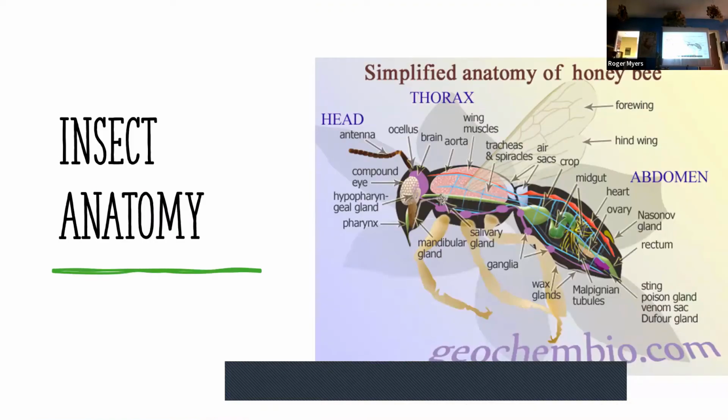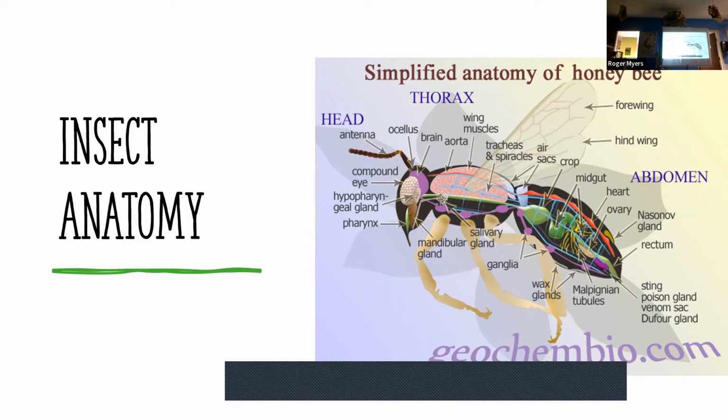Okay, so let's talk a little bit about internal anatomy. Remember what I was talking about, the thorax here. The majority of the thorax is just muscle. It's a lot of muscle for those wings to fly. Bees have kind of a nervous system. They have a brain, they have ganglia. So that's kind of like their central nervous system.